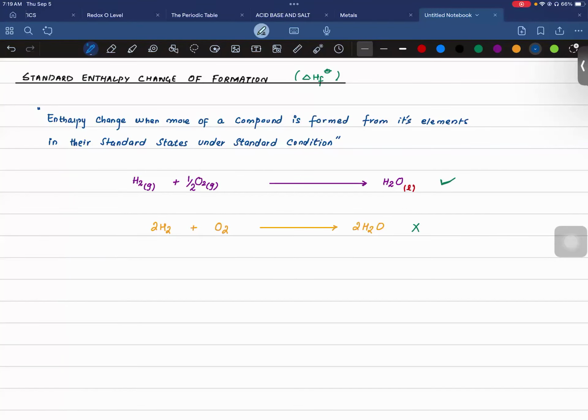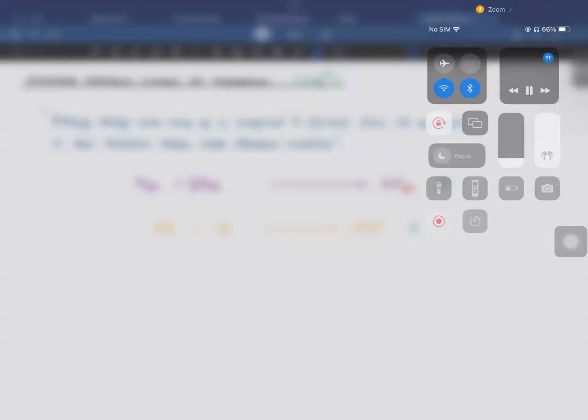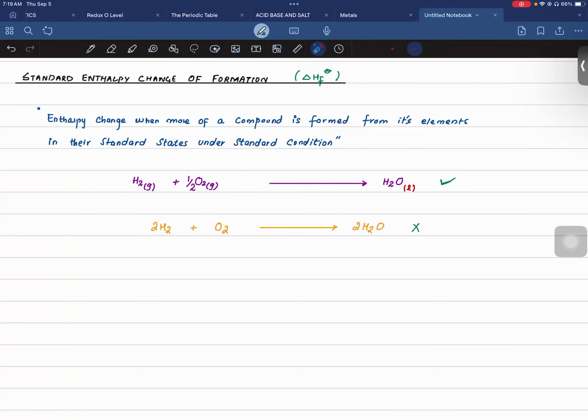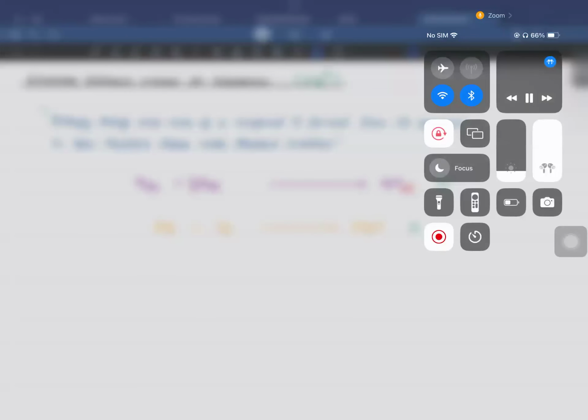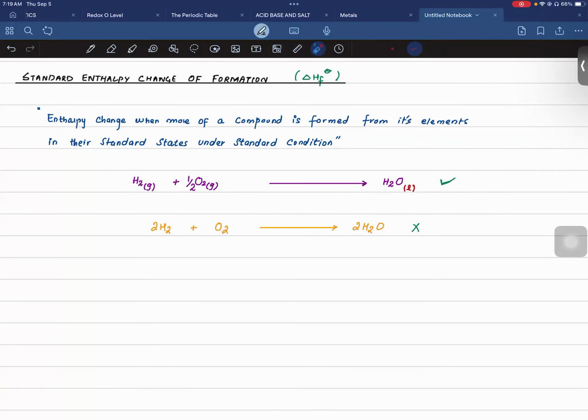No, this is not a reason that it's not balanced. Basically, you are supposed to tell that according to the definition, when one mole of a compound is formed, I am supposed to have 1 mole in the product side. This is incorrect.